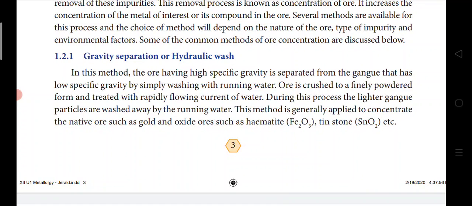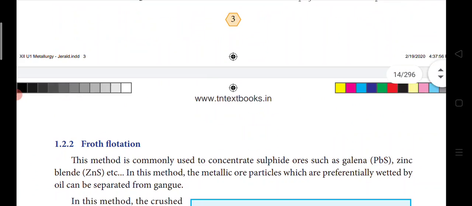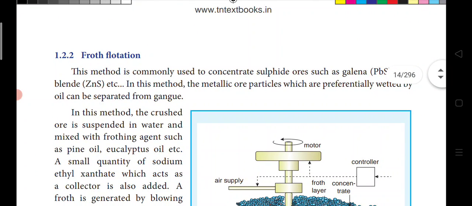So here we can see the very common ores used in this method of gravity separation, like hematite and tinstone. Next is froth flotation, which is very important. Again, it could be asked for 5 marks, along with the diagram you have to draw when it is asked.